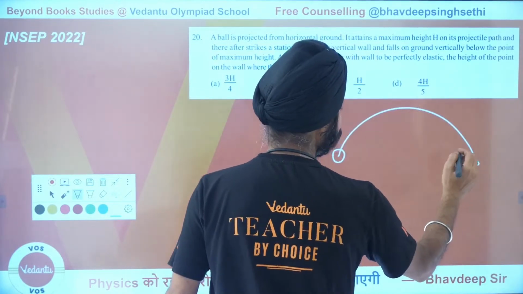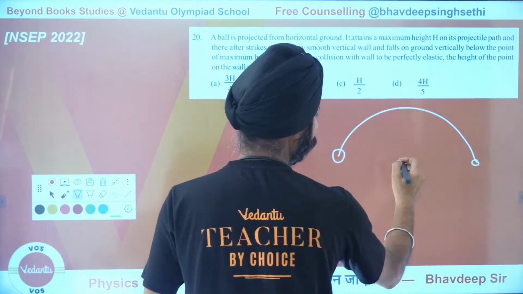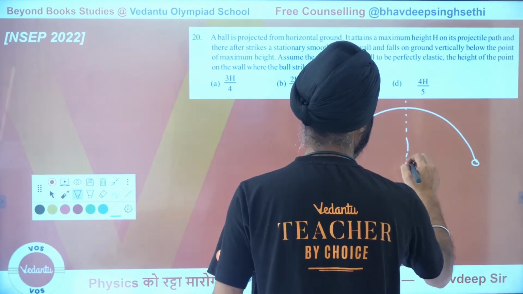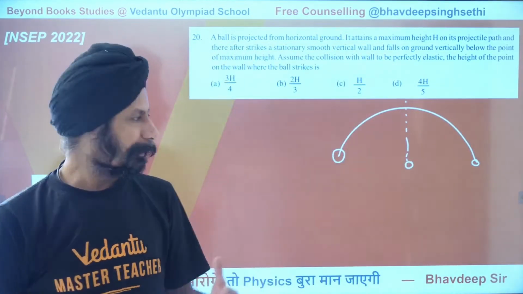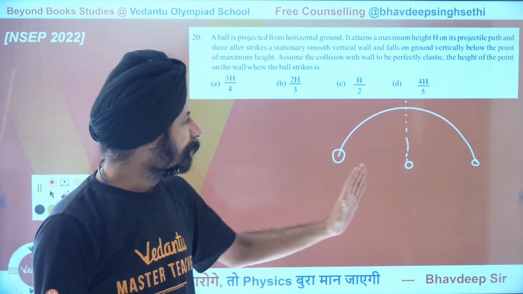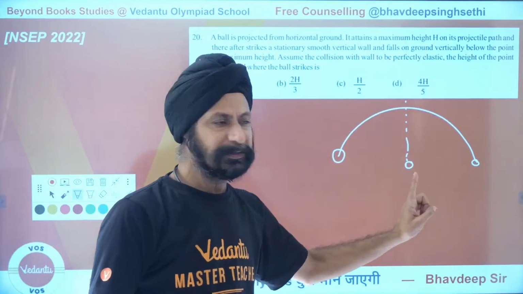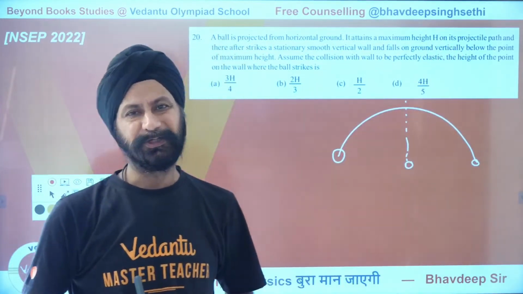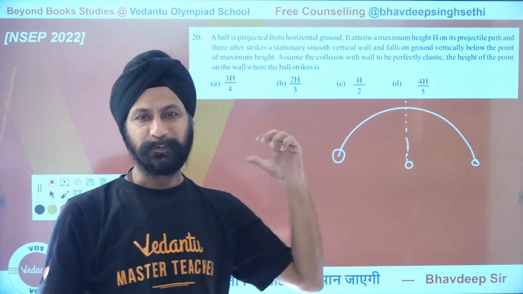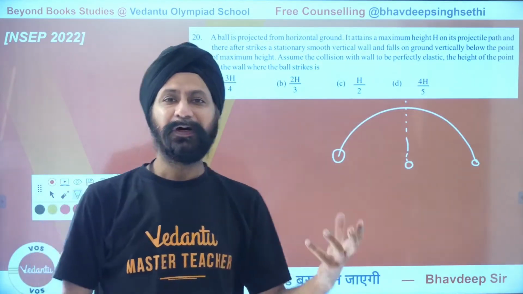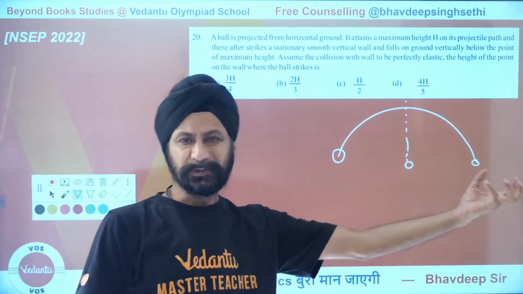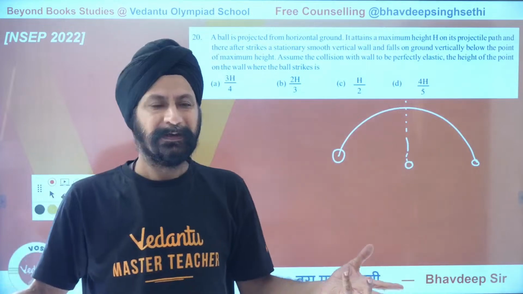Okay, but they said there is a wall there and the ball strikes right below the maximum height. So in order to do that, if the collision is elastic, and there is a wall here, there is no force in the vertical direction, so nothing has changed in the vertical direction. There's a force backwards. If the collision is elastic, the ball is going with some velocity, it has to return back with the same velocity.